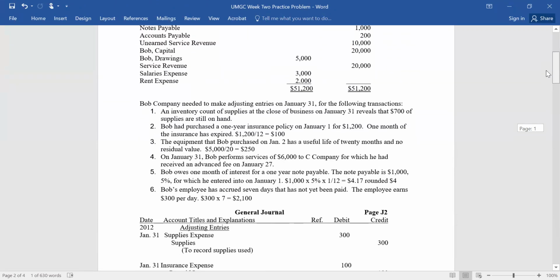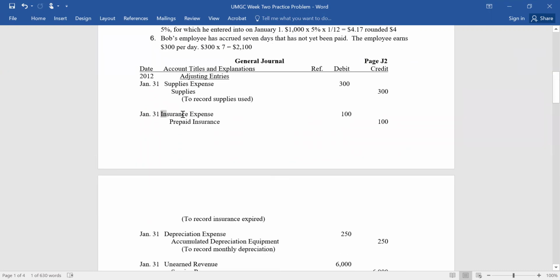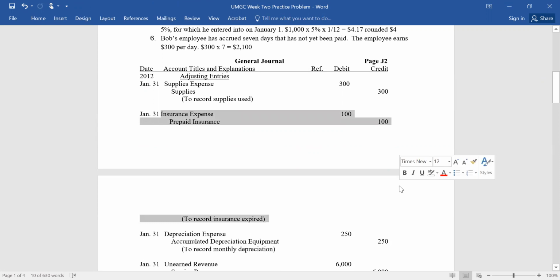Next item is Bob purchased a 1-year insurance policy on January 1st for $1,200. 1 month of insurance has expired. So to figure out what it is per month, I take that 1,200 that it cost me and divide it by 12 months, which is 100 per month. Looking at the trial balance, prepaid insurance was 1,200. I'm going to be reducing that. So now I have an insurance expense of $100, and I'm going to reduce prepaid insurance by crediting it for 100.